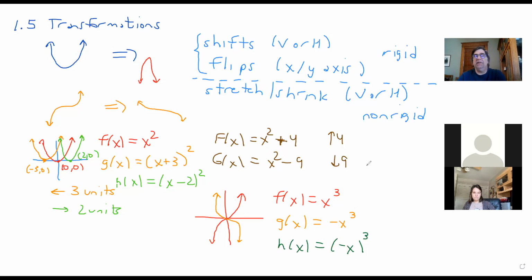But once again, you can see it's a rigid transformation. It's still the graph of x cubed. We didn't stretch it. We didn't shrink it. We just changed its position. So this is your flip over the x-axis. And this is your flip over the y-axis.